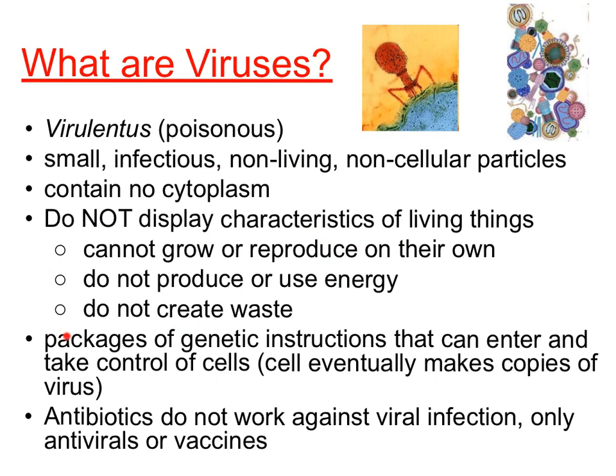They are simply packages of genetic instruction, whether it's DNA or RNA, that enter cells and control them in order to reproduce. So the only characteristic of living things they have is the ability to reproduce, and that's only when they find a host that they can control. The goal of viral reproduction is to make copies so that they can then populate other host cells. It's important to know that antibiotics do not work against viral infections, only antivirals or vaccines.